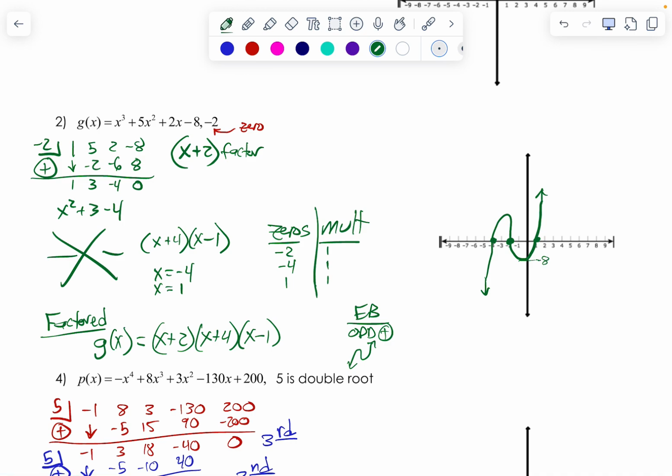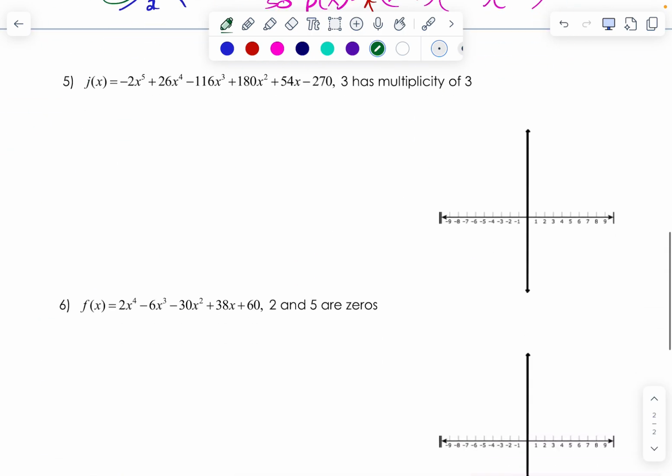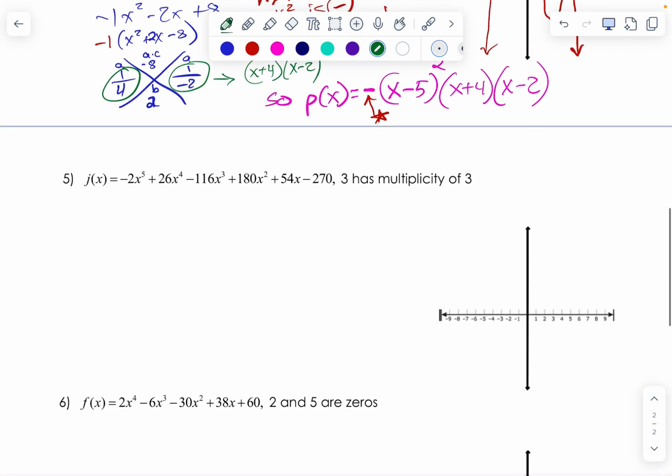That was a quick walkthrough, but that was basically the process that you need to do for each one of these. So find all the zeros, which means you have found the factors as well. Use those factors to find the multiplicity. Use the multiplicity, zeros, and end behavior to graph. 2. All right, next you said 5, I think.